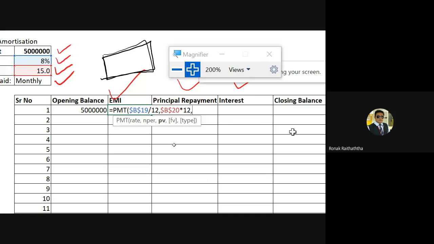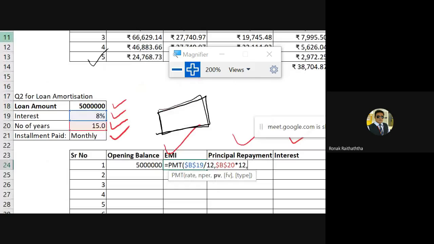Comma. Now you have the PV. PV stands for the loan amount. Before that we must insert the minus. So let's select that 50 now. Now that 50 should also remain same in each and every formula we use, right? So between B and 18, I would again press F4. So this is the constant referencing now.